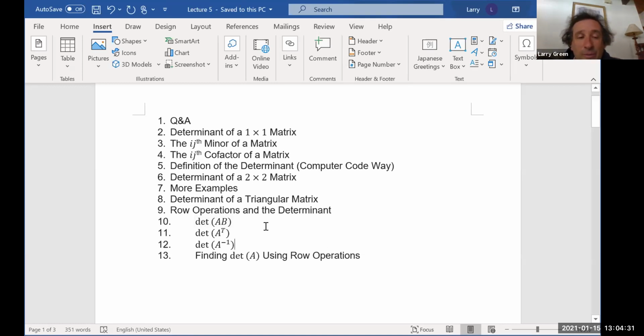And then we'll find a formula for the determinant of A times B, and then the determinant of the transpose of A, and then the determinant for the inverse of A. And then finally, we'll end with saying, instead of using the definition of the determinant, let's see if we can just get the determinant using row operations and be done with it. So that's the plan for the day.